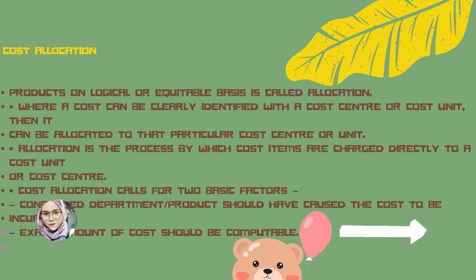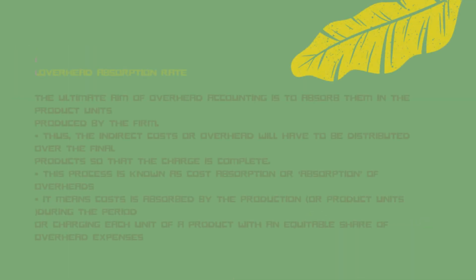Cost allocation calls for two basic factors. One, the concerned department or product should have the cost incurred. Two, the exact amount of cost should be computable.